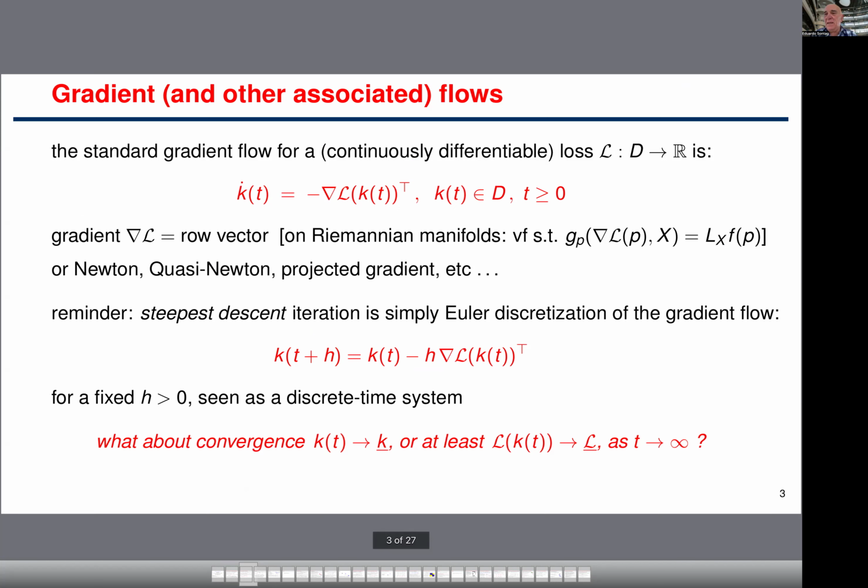Now, if we look at the Euler discretization of the gradient flow, then of course we have the standard steepest descent iteration where there's some learning rate h, which is the step in the Euler discretization. So the question we're going to ask is, what do we know about convergence of L to its minimum value, or maybe of K itself, the feedback in the example, in general, some sort of parameter that we're interested in, to the value that minimizes.